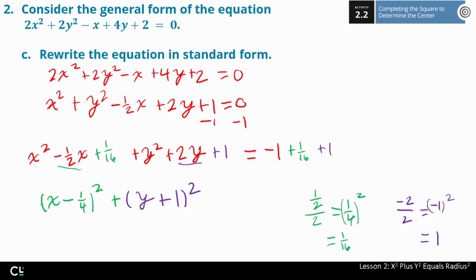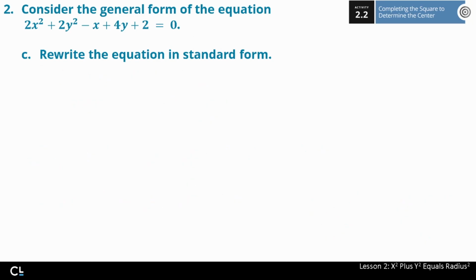Equals, switch to red. Equals, and then we add all this up. The -1 and the +1 cancel, so we're left with just 1/16. And there is our equation of the circle in standard form. A lot of work. It could be a little complicated, but if you're stuck, rewatch this over and you could get it, right? And ask for help.